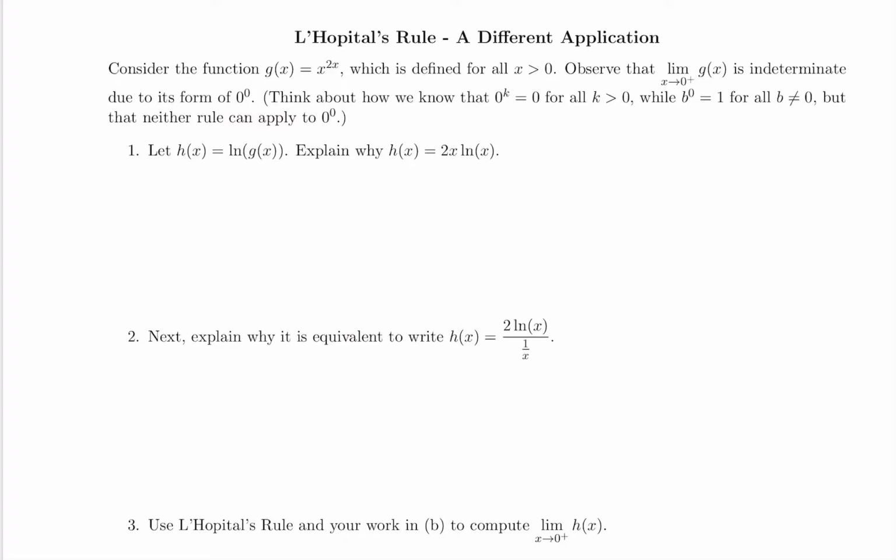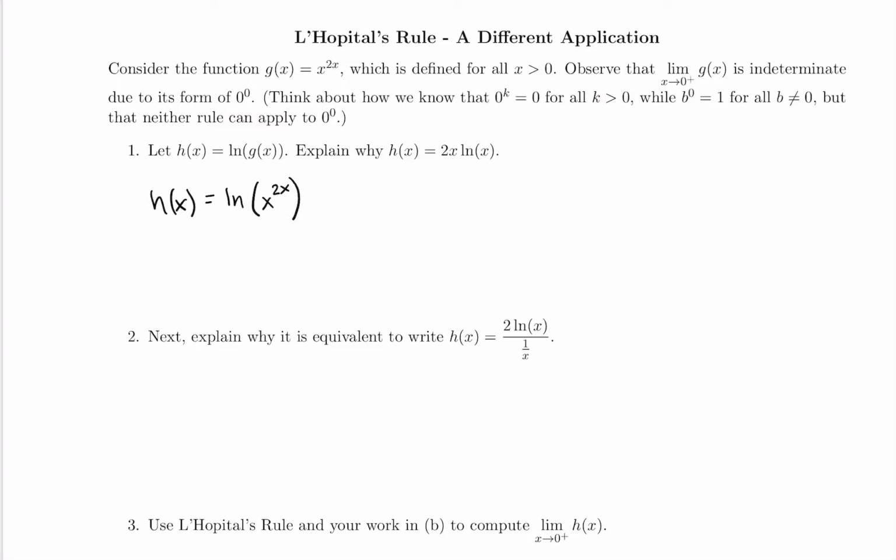We can't really apply either rule. It turns out that we can think about this problem using L'Hopital's rule. So let's start and define a new function, h of x. So h of x is going to be natural log of g of x of this function. So we have h of x equals natural log of x to the 2x.